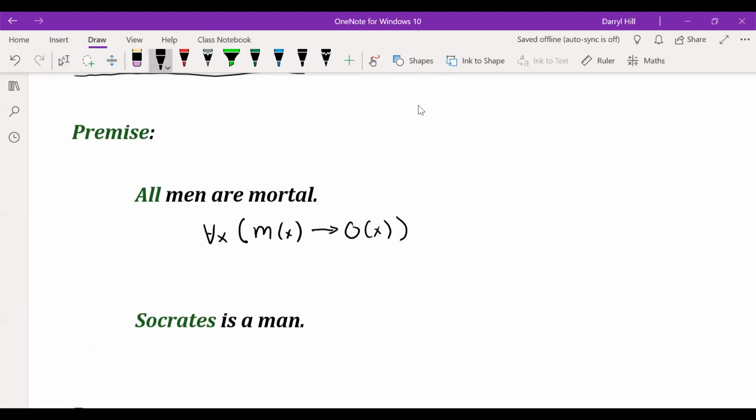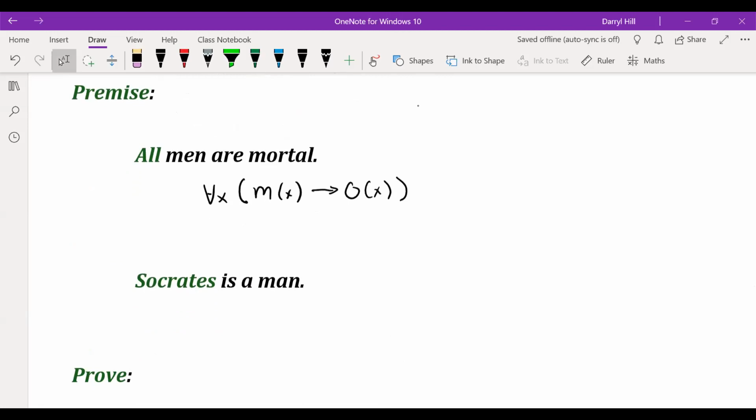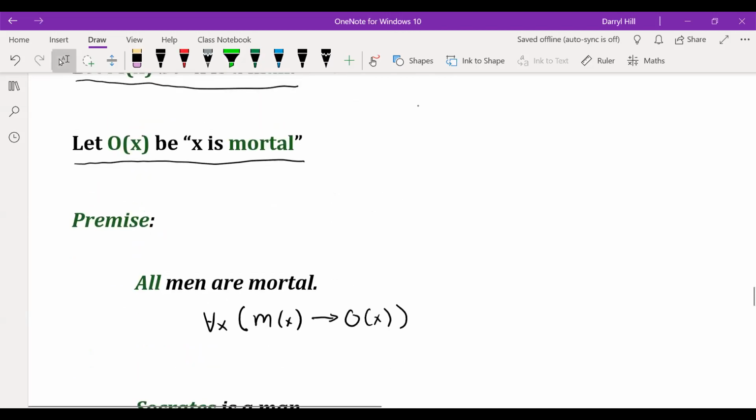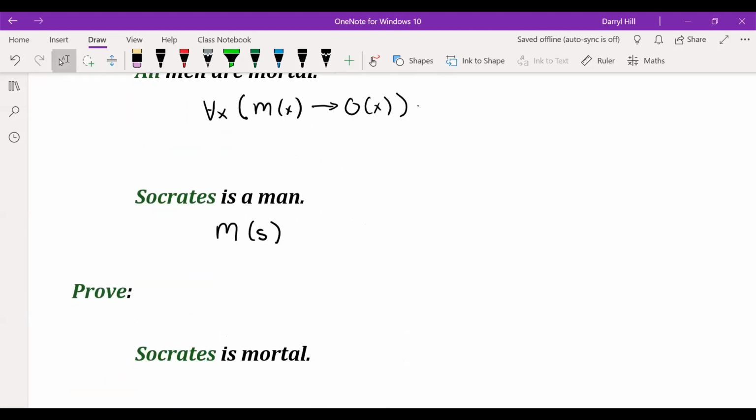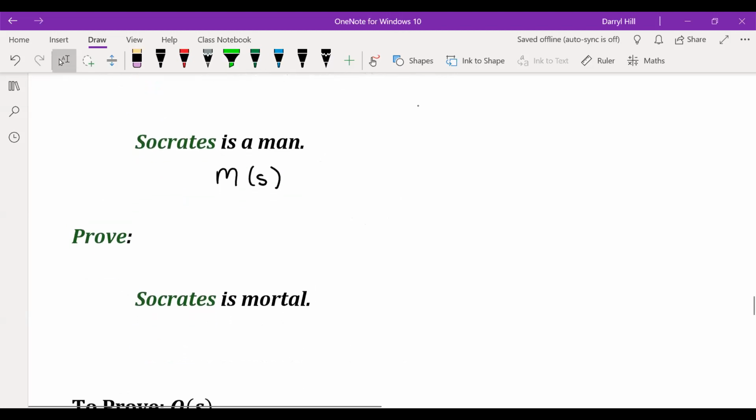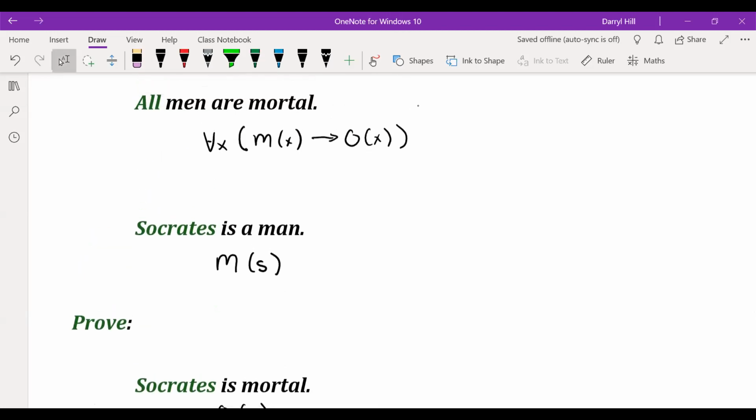So then here's our argument. All men are mortal. Socrates is a man. Well, that's easy enough. I can say that S is for Socrates. And then this statement means that Socrates is a man, based on my definition up here. And then I want to prove Socrates is mortal, so I want to prove O of S. So this is the argument I'm trying to make. These are the facts that I'm dealing with. But of course, I have this quantified predicate here.